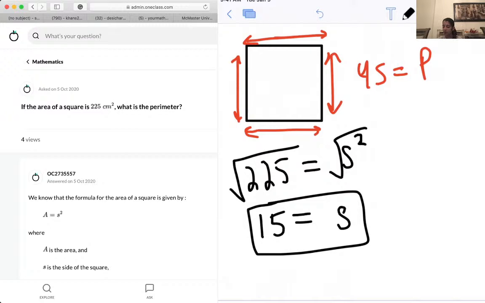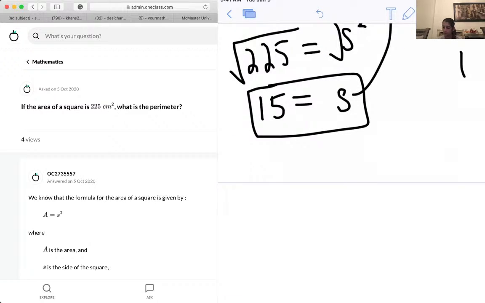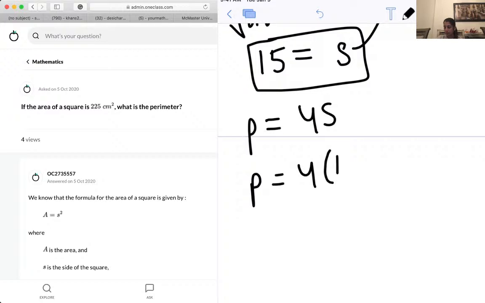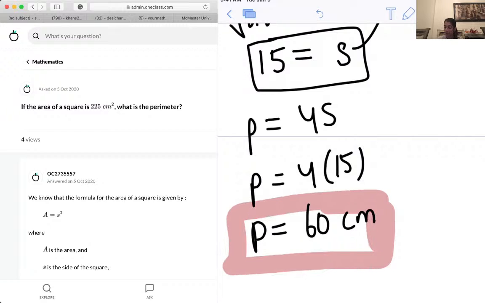Now we can insert this s into our equation for perimeter. So perimeter is equals to 4s, and we know that the s is 15. So the perimeter is 60 centimeters. Don't forget the units. A lot of the students forget units. And some teachers might be picky about that, so just watch out for that.